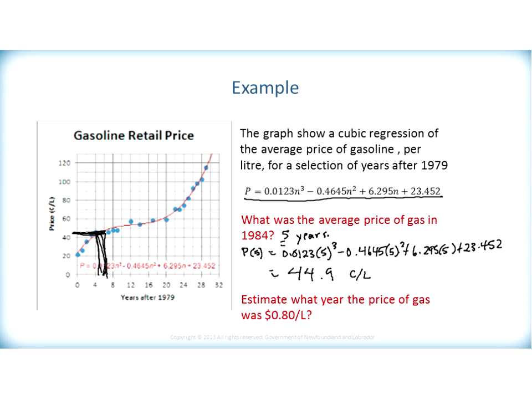It says estimate what year the price of gas was 80 cents per liter. So we would look at the graph and we would go to 80 cents per liter. And we see that that could possibly be around 25 years. 25 years after 1979, which would be 2004. So once again, you could use the graph, use the equation to help you answer these regression questions.